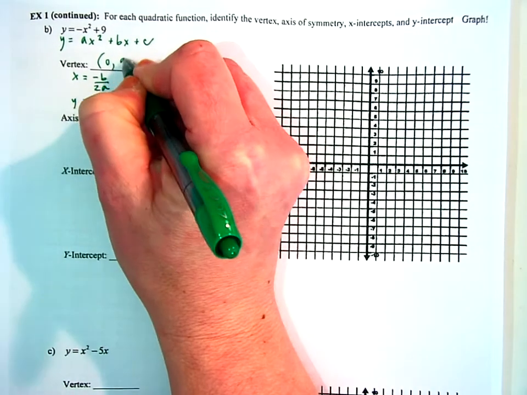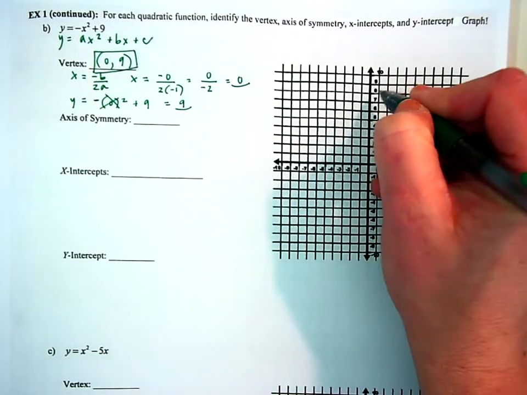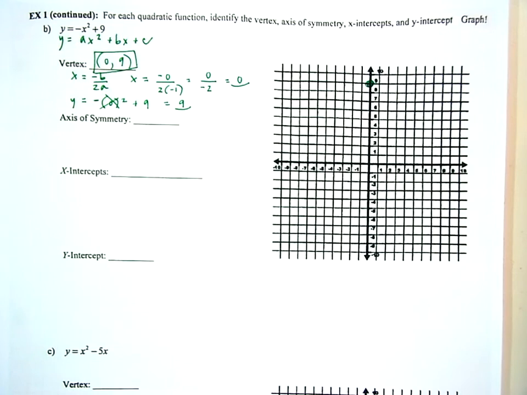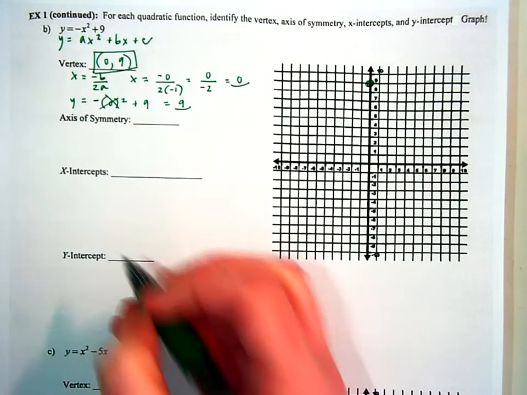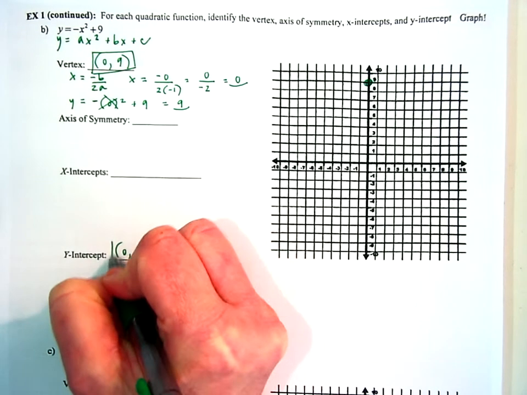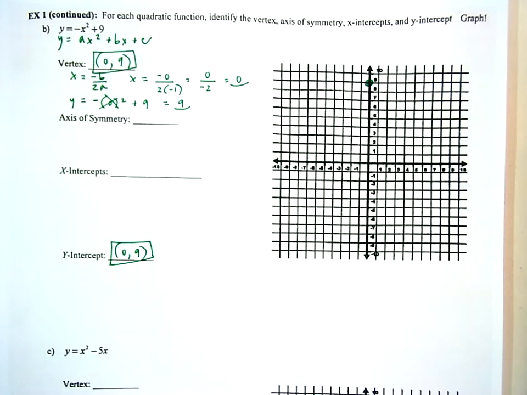So my vertex is at (0, 9). Let me plot it right up here. Okay, there is my vertex. I can see that it's on the y-axis, so my vertex is actually also my y-intercept. So I'll add that right here, (0, 9). When I plug in a 0 for the x, the y value is 9. So again, I already know that location.